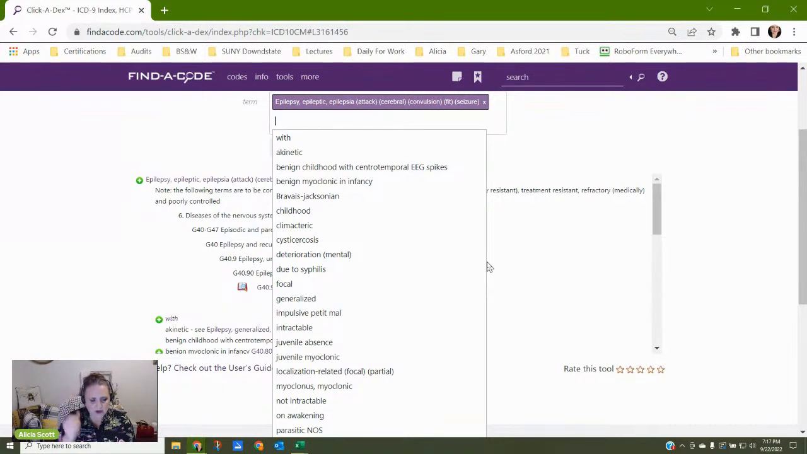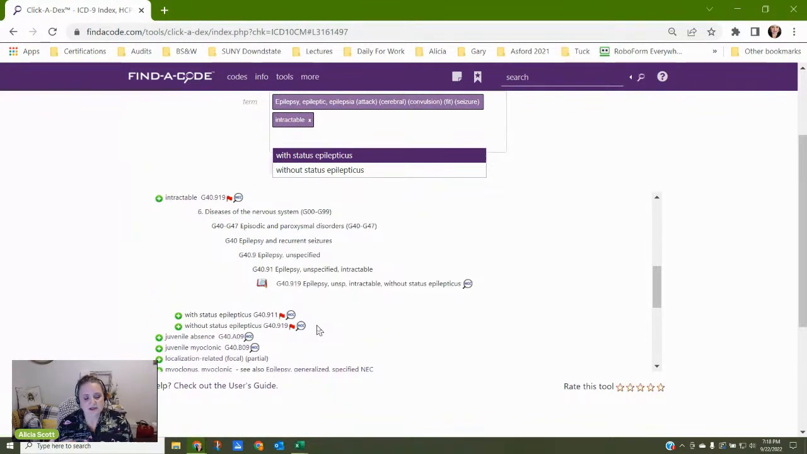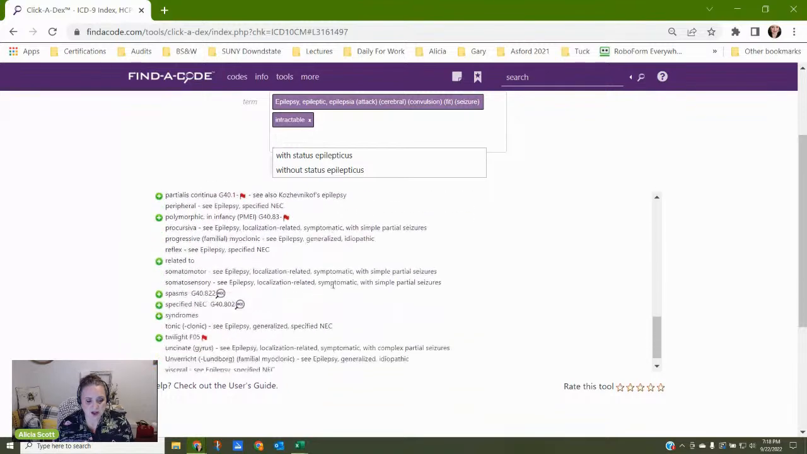Let's make it a little different. Why don't we say intractable? Because I'll use my son for an example. He has intractable epilepsy, which is a fancy way of saying that the treatment hasn't been successful. They're still working on it. Okay. Now, is it with status epilepticus or without status epilepticus? He had been in status epilepticus. He's without status epilepticus now. Now, I can click it here and it will bring me directly to the code, or I could scroll down.